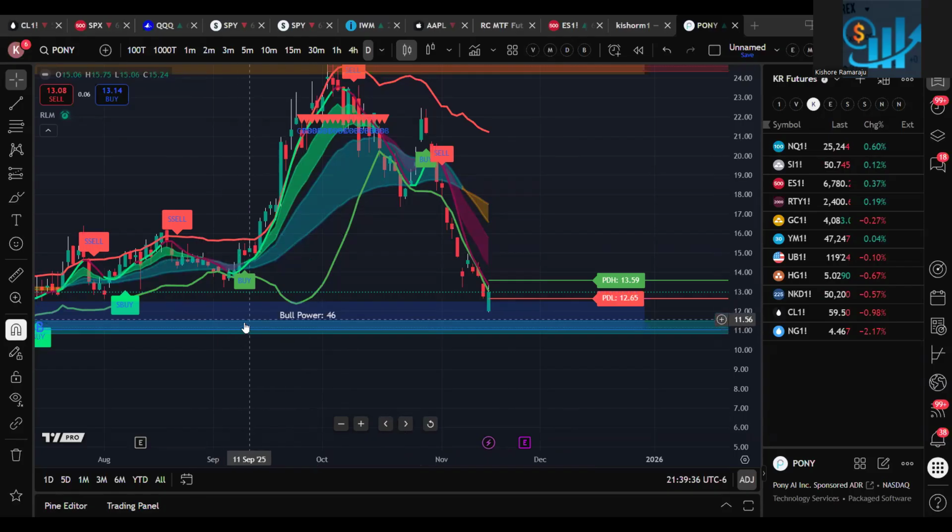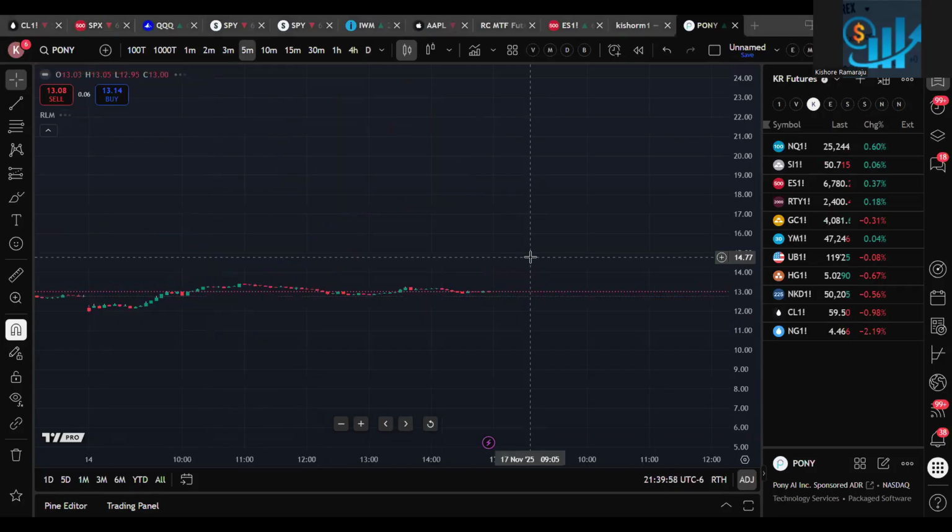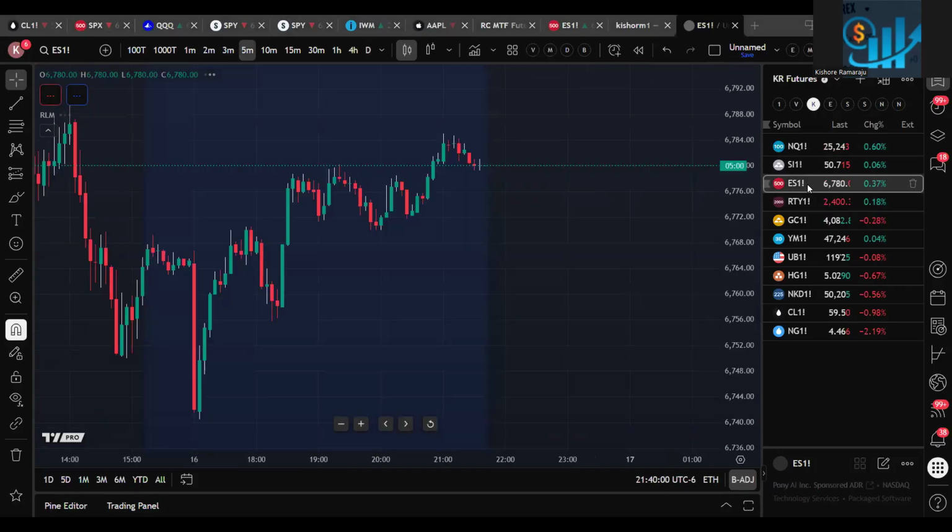Earlier, you were trying to buy here before the cloud changed to green or blue. Sometimes it will move up, but it may go all the way up, or sometimes it will go touch the cloud and again drop. That's where we were missing booking profits on time. So now, if you wait for the cloud to turn green and blue, the move will be much bigger. Your risk will be minimal.